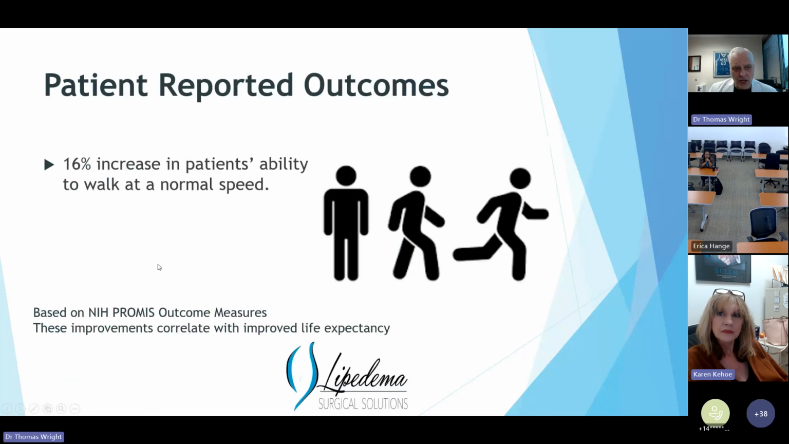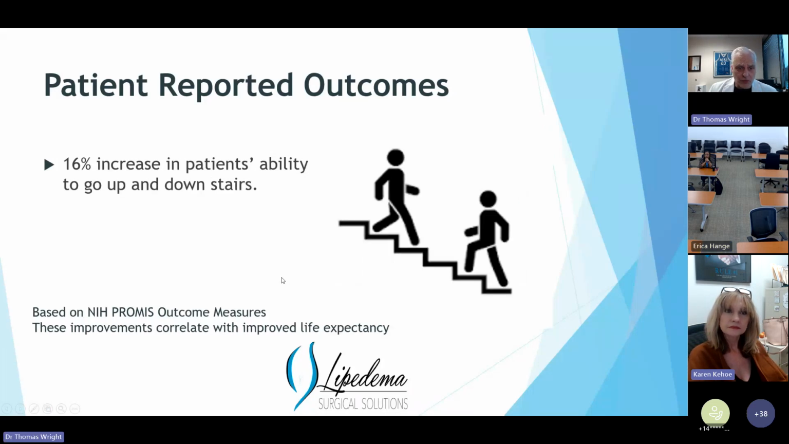So more on these patient outcomes. There was a 16% ability to walk at a normal speed, based on these PROMIS measures. Now these improvements correlate with improved life expectancy and decreased risk of developing disability. So they have a huge impact in someone's life.